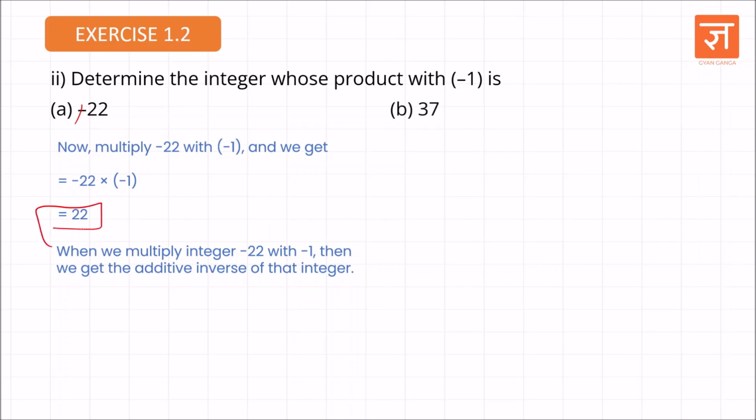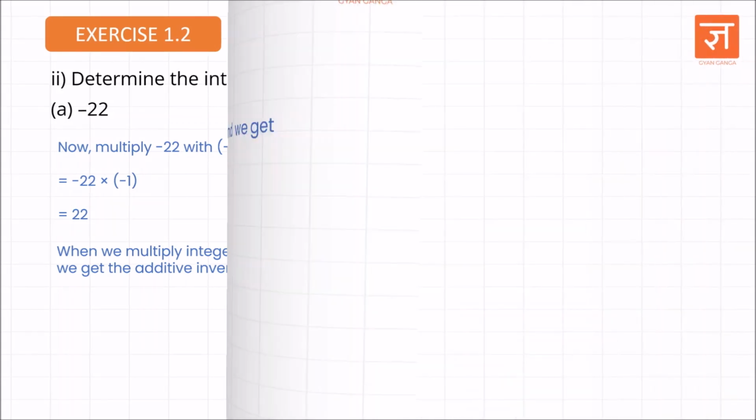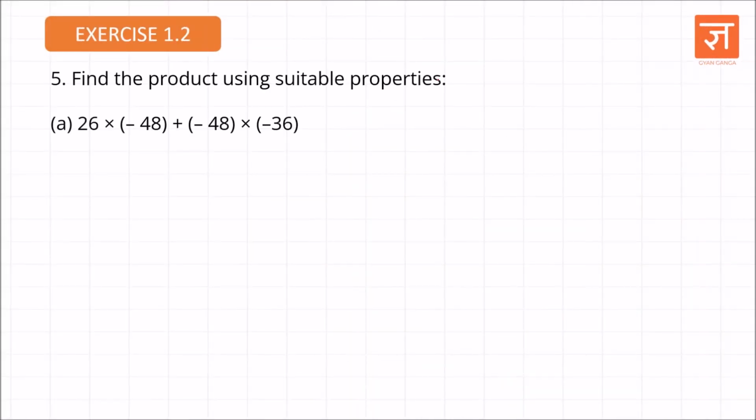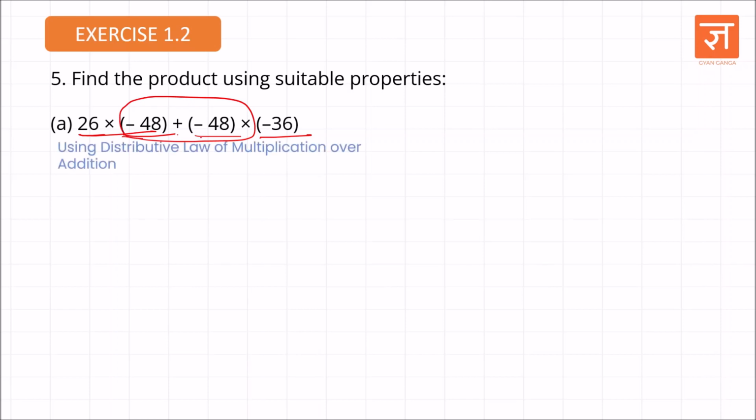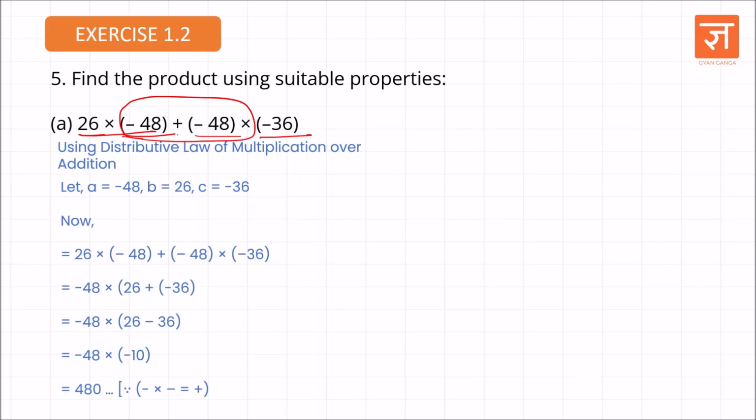Now let us find the product with the properties. You can see the numbers 26 into minus 48 plus minus 48 into 36. Firstly we have this. Solve it. We have minus 48 as common. Okay. Distributive law: you take minus 48 out as common, we get 26 plus minus 36. We get 26 minus 36. We solve it as minus 10. Minus minus get cancelled and we have 48 into 10, that is 480. Clear?